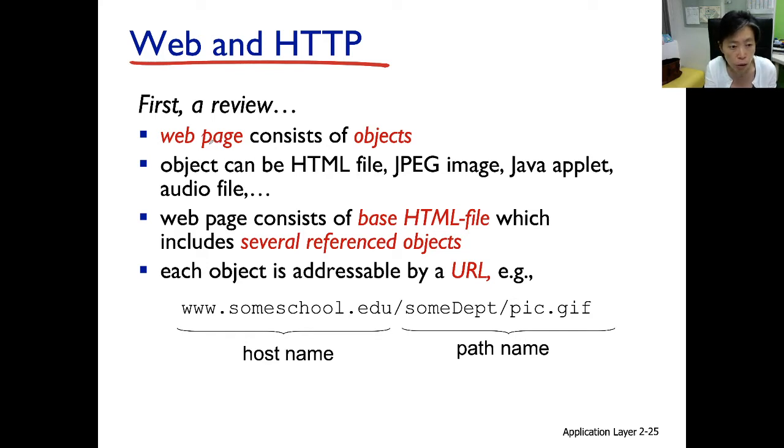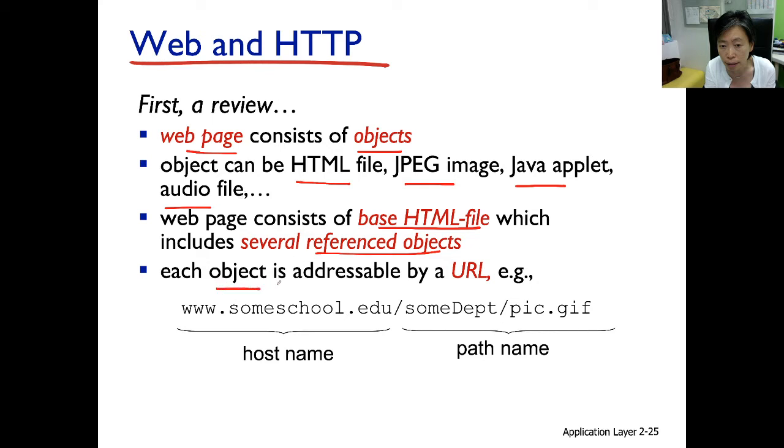Let's do a quick review. Web is essentially a bunch of web pages interconnected. Each web page consists of a number of objects. The base object is typically an HTML file. And then in each file embedded are several referenced objects. These objects could be another HTML file, a JPEG image, an applet or a script, or an audio file.